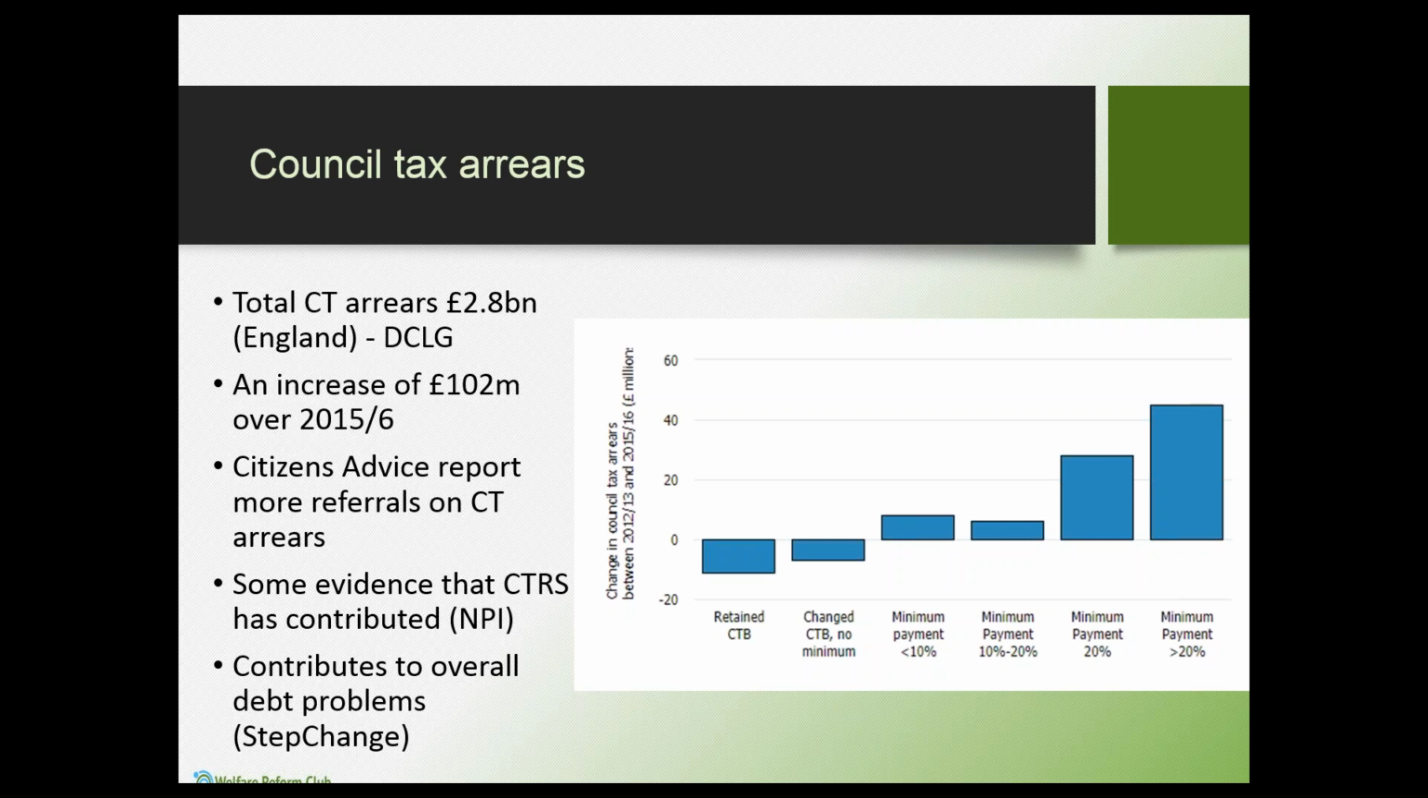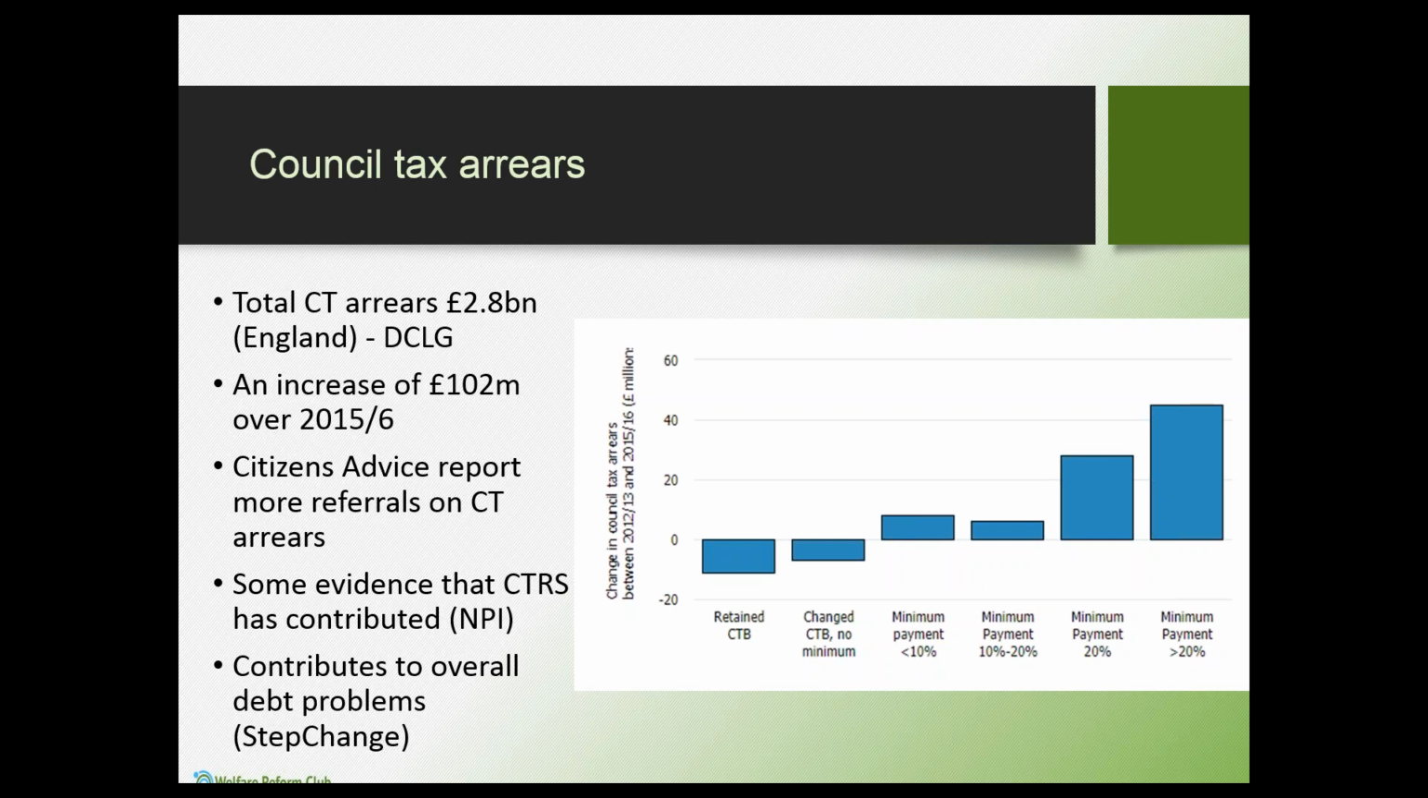And there's quite a lot of anecdotal evidence, Citizens Advice in particular, but other groups as well, that they're getting more and more referrals on council tax arrears. So that is obviously an indication of the problem. And groups like StepChange, who are dealing with the overall problems of debt, obviously report that council tax arrears is contributing to these overall problems. So that's an issue.